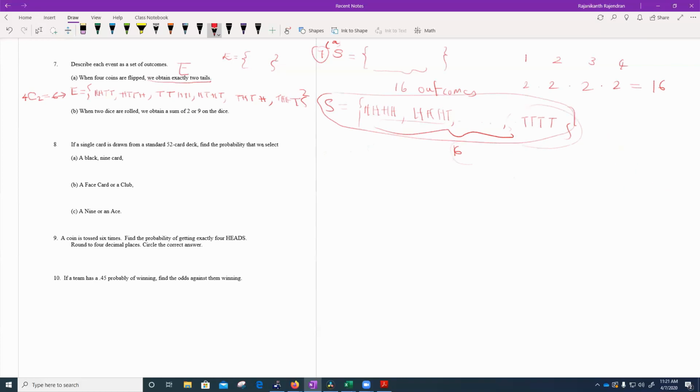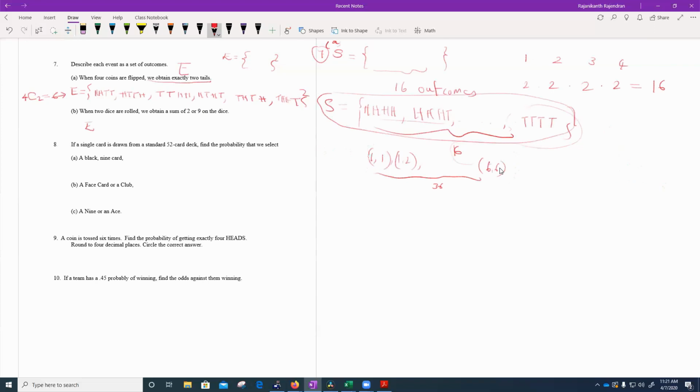36 outcomes, right? One of those 36 is 1, 1, 1, 2, and so on. The last one is 6, 6. So if you count this, you should have 36. Now among those 36, we are looking for the particular event E.